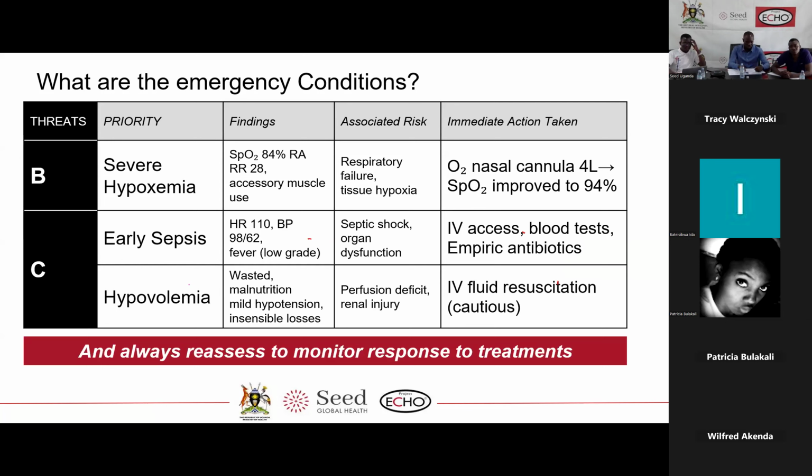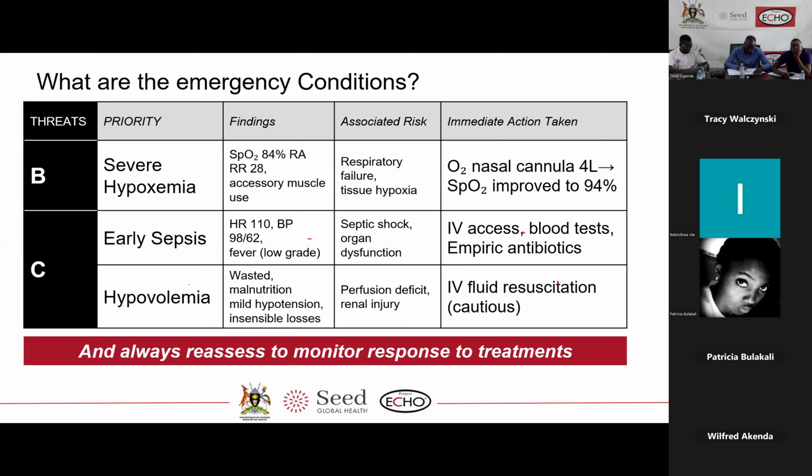Threat to circulation, we had 2 priorities: early sepsis in view of the tachycardia, heart rate of 110, borderline BP 98/62, low-grade fever 37.8, with the associated risk being septic shock, organ dysfunction. Action taken: get 2 large bore cannula IV access, take blood sample for investigation, and start empiric antibiotics.